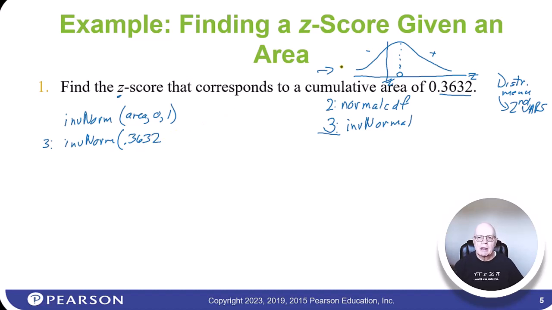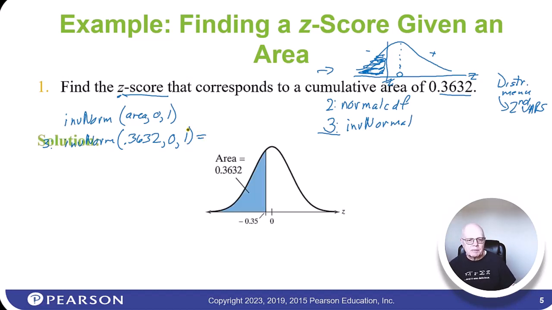0.3632. So we're talking about this area in the picture up here. A little bit less than half, or a bit less than half, depending on what you think. Now we want the z-score, so the distribution we're talking about has a mean of 0 and a standard deviation of 1. And that will give us what we're looking for. So here's our picture, and this is our z-score right here.